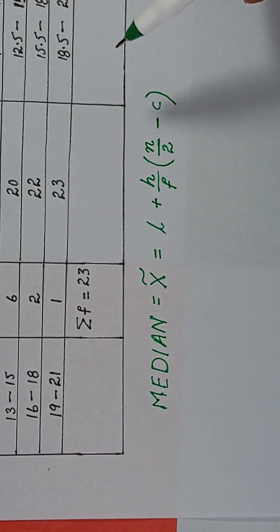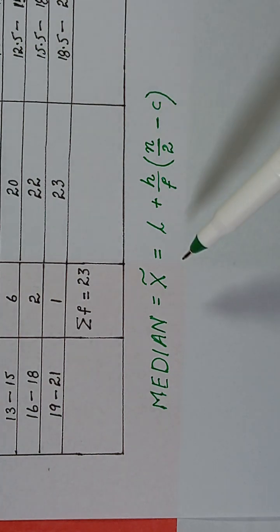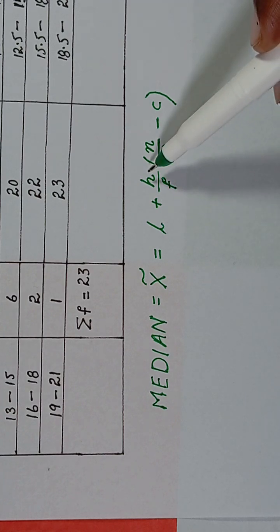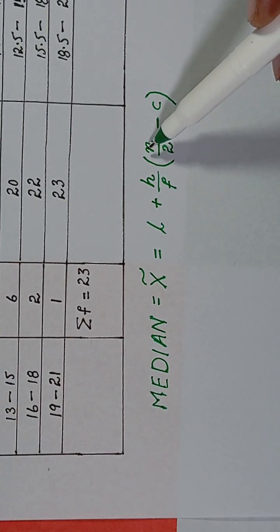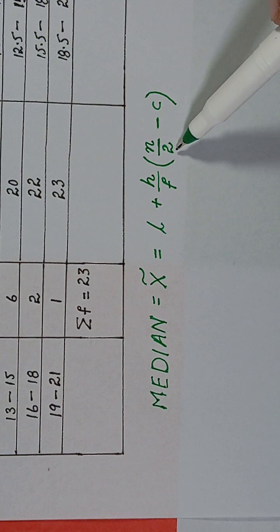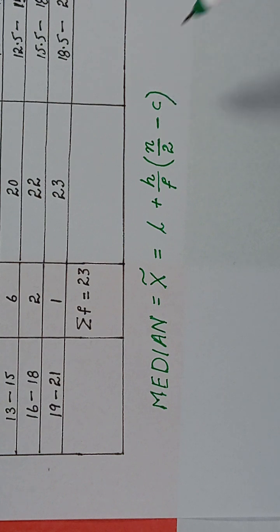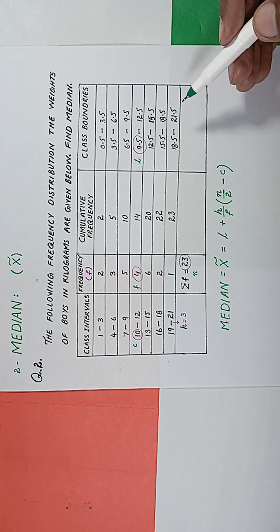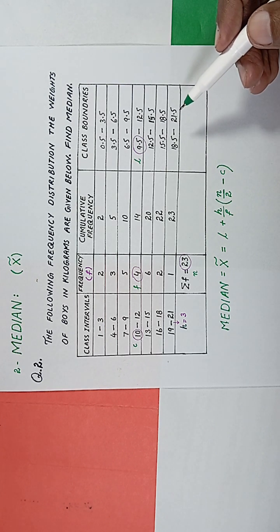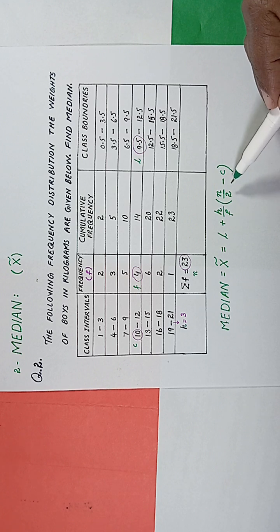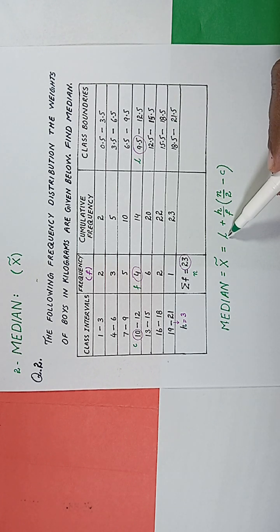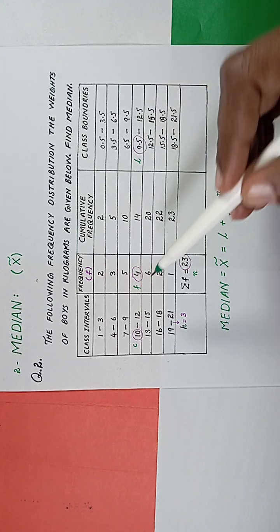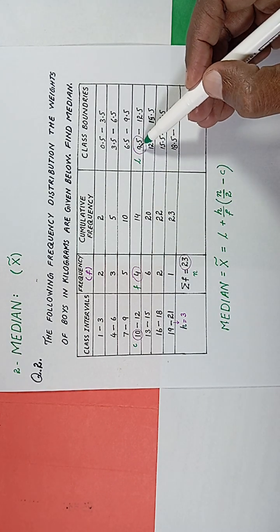So the formula or equation for the median is x tilde equals L plus h over f into n over 2 minus c. Here we find out the variables used in this formula. First, L. The lower class boundary of the median class is L.